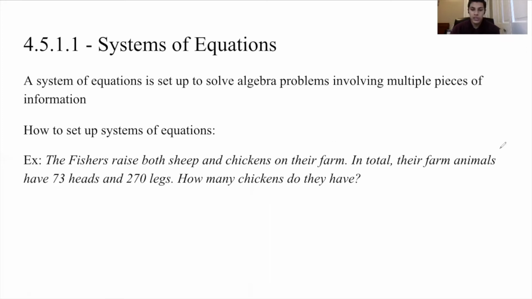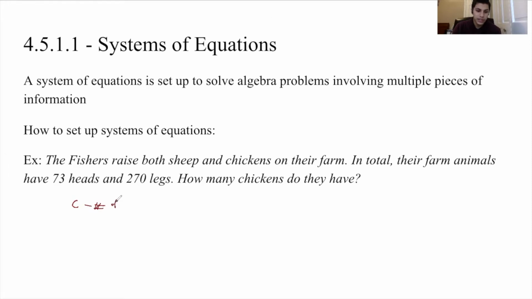You'd look at the question and you'd look at what you're trying to find and what you can assign variables to. So it says, the Fishers raise both sheep and chickens on their farm. In total, their farm animals have 73 heads and 270 legs. How many chickens do they have? So first, we're trying to find the amount of chickens that they have. So we need to create a variable to represent how many chickens there are on their farm. We're going to call that C. So C is the number of chickens they have on their farm.